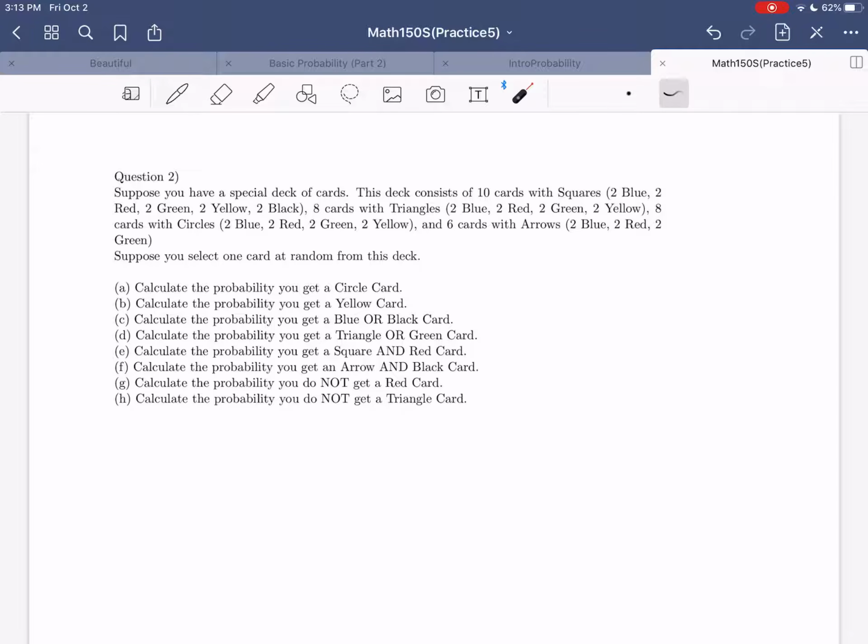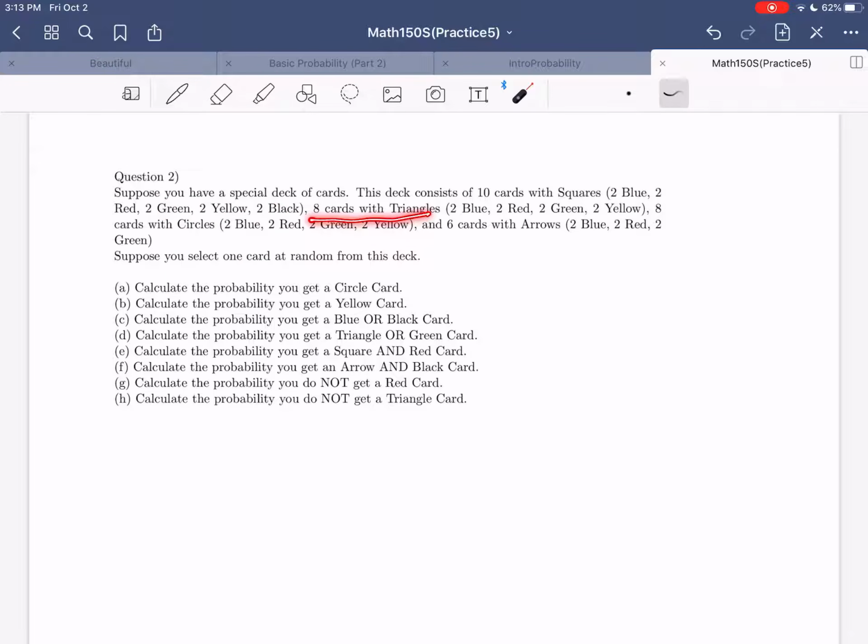So for this question 2, we have a special deck of cards. This deck consists of 10 cards that have squares on them. So for these 10 cards with squares, 2 are blue, 2 are red, 2 are green, 2 are yellow, and 2 are black. So 2, 4, 6, 8, 10. Yep, that does add up to 10.